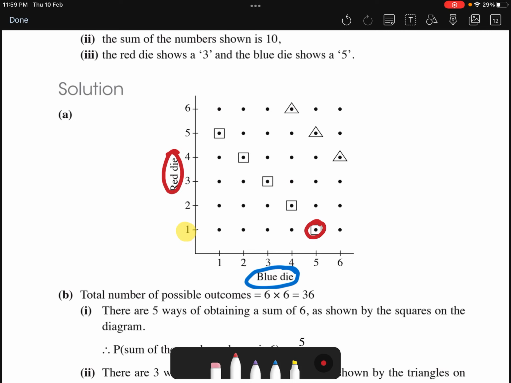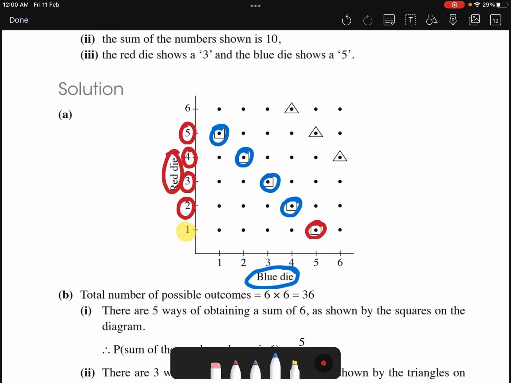Okay, now I move on to the red die, number 2. Here, right here. Okay, so my blue die must be 4. So that I add up, I'll get 6, right? Okay, I move on to the red die, number 3. So number 3, of course, the blue die must be 3. Okay, so same red die is number 4. Okay, so the blue die must be 2. Okay, red die 5, the blue die must be 1.